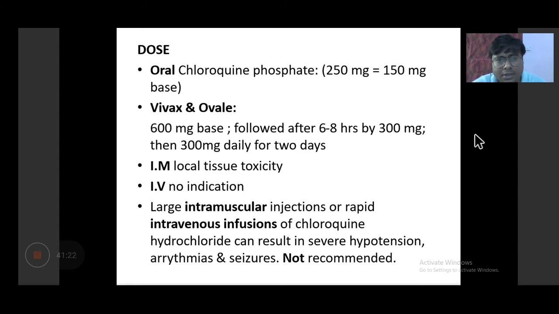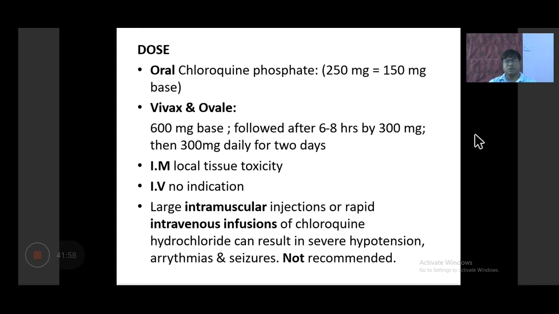So 600 mg base means you need to find the tablet. The 500 mg tablet contains 300 mg. No, 500 mg contains 300 mg. You need to give 4 tablets of 250 mg, or 1 gram or 1000 mg, which contains 600 milligram base, so this is the loading dose, followed at 6 and 8 hours by 300 mg, and then 300 mg daily for 2 days. This is the regimen for treatment of Plasmodium vivax malaria which is chloroquine sensitive.